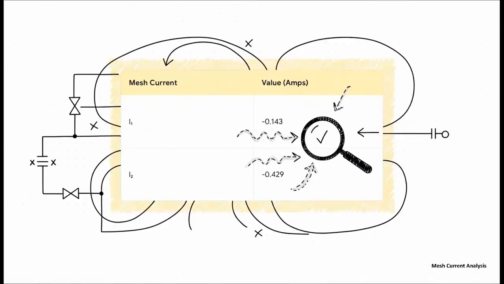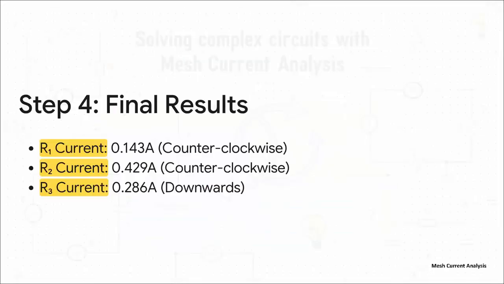So after we solve it, these are the values we get for our mesh currents. Now wait a second, they're both negative. Don't let that throw you. This is actually one of the coolest parts of this whole process. It doesn't mean we did anything wrong. It just means the actual direction of the current is opposite to our initial clockwise guess. The math automatically corrected us. How amazing is that?